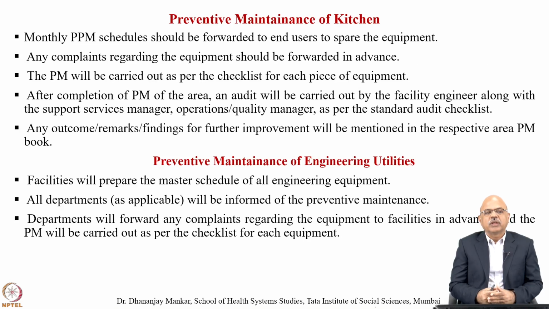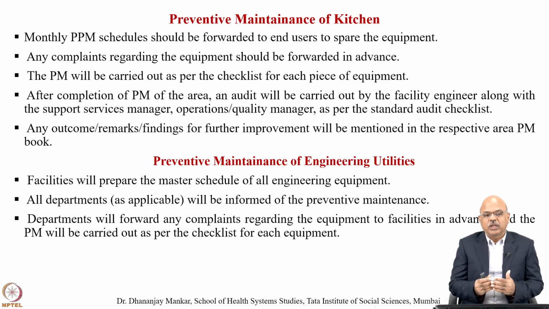Preventive maintenance for the kitchen is emphasized by monthly checkups for those areas and complaints coming from those, while the checklist will emphasize more on the equipment parts to ensure compliance is met. If at all there is a requirement, engineering, facilities, support services and operations need to work with the quality managers to ensure the standards and audit checklist of this.